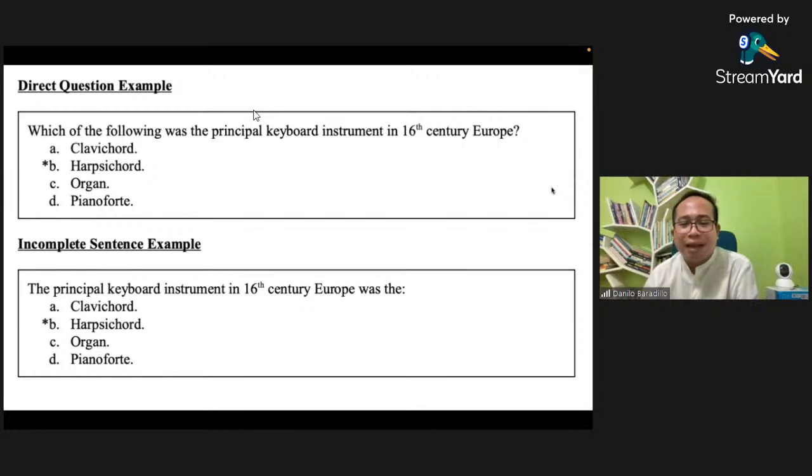You are not supposed to write it that way, because if I'm the test taker, I would not know what to do with the principal keyboard instrument in 16th century Europe was the. What do you want me to do as a test taker? So there's no concrete idea, or even some sort of inference of what I will have to do as a test taker with this question. Okay, so that's a direct question. And if it's a direct question, we could not state it this way, like the incomplete sentence below, right?